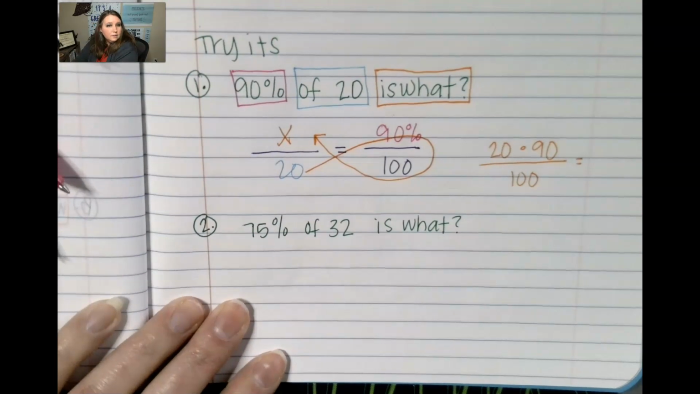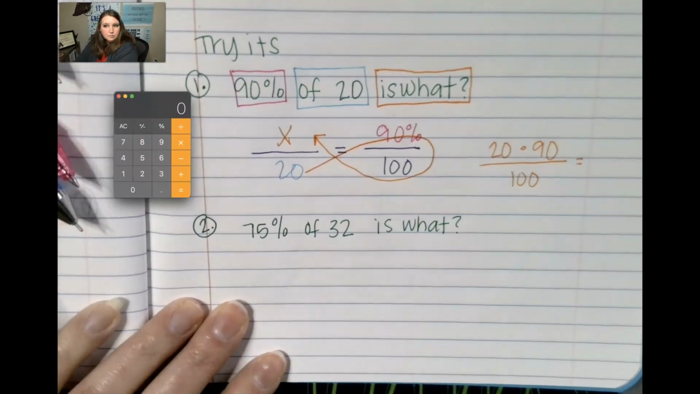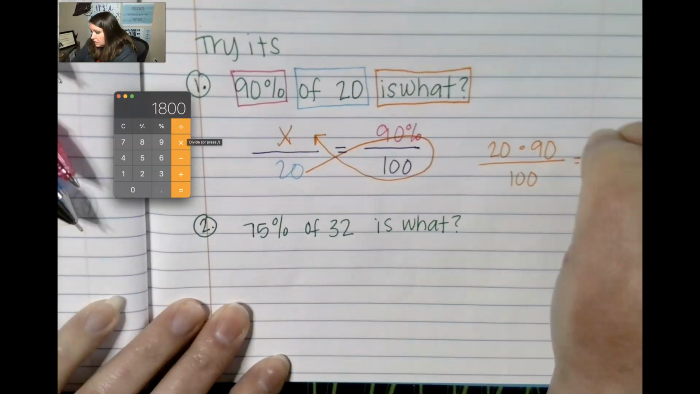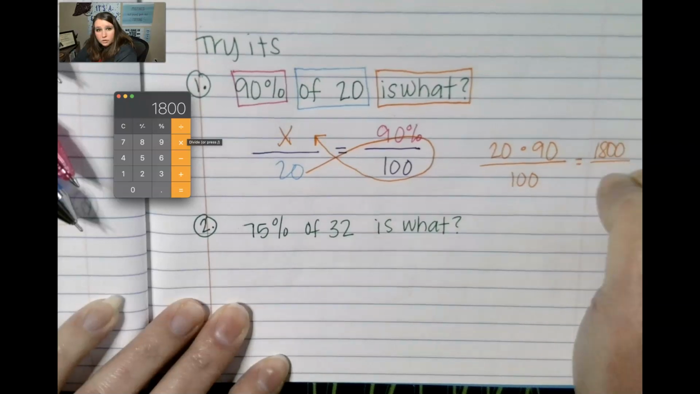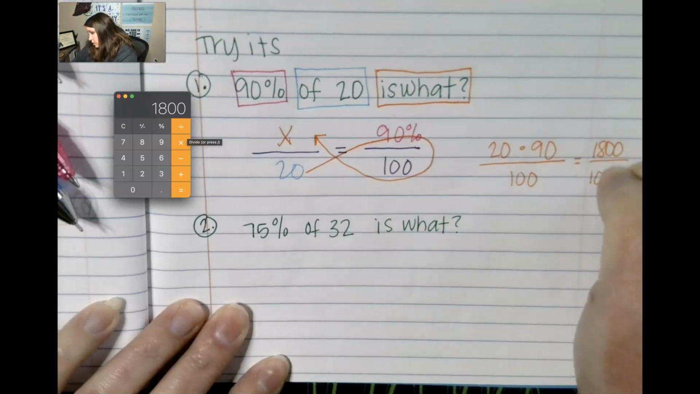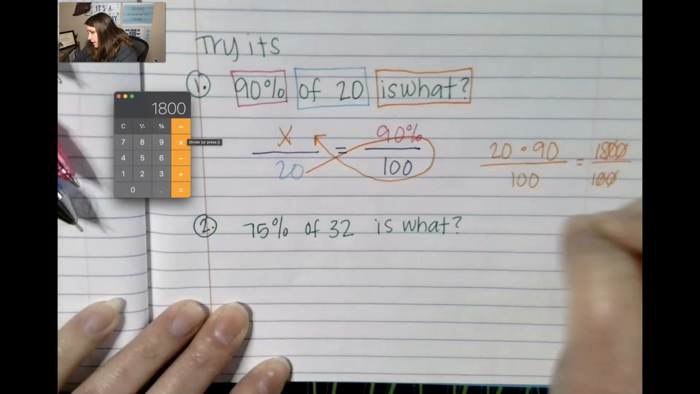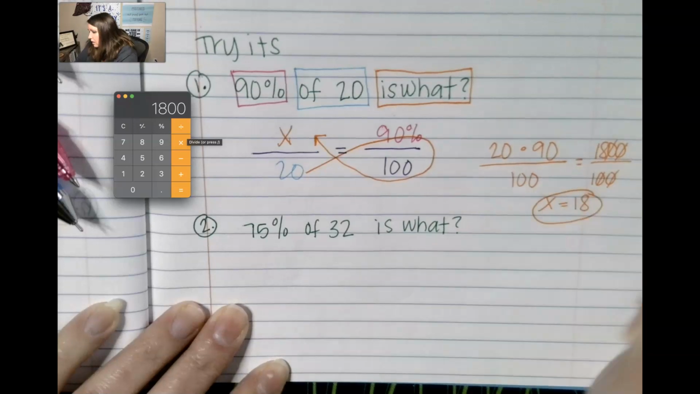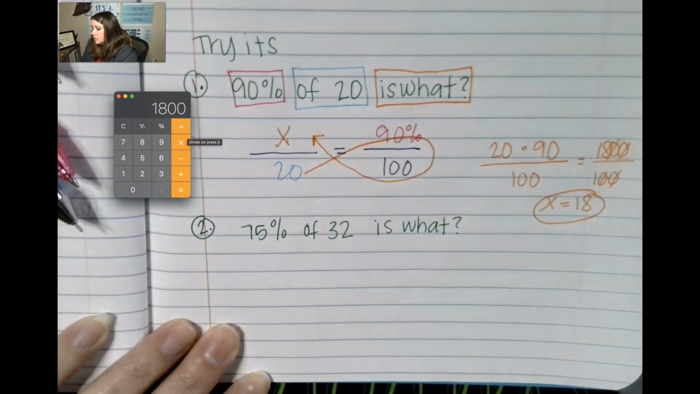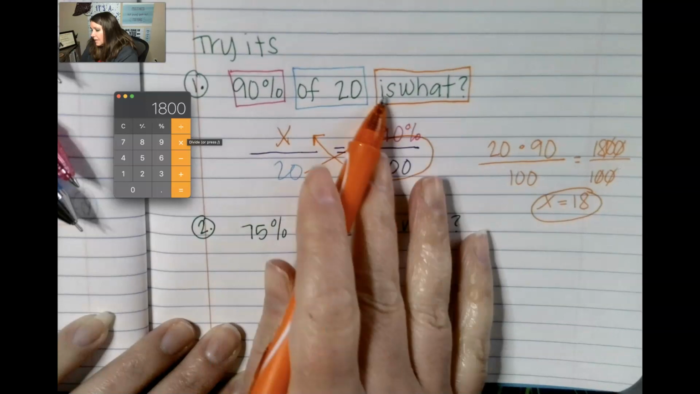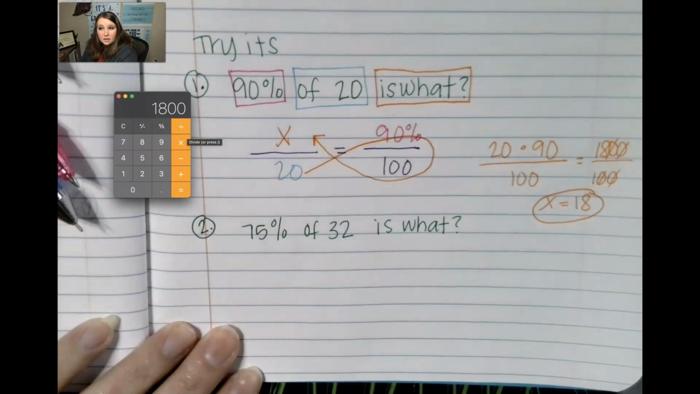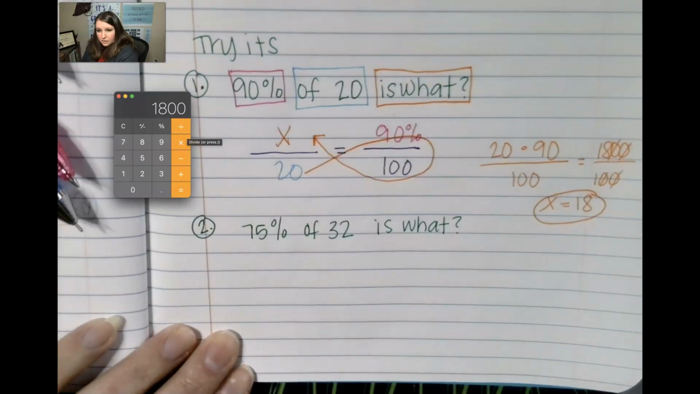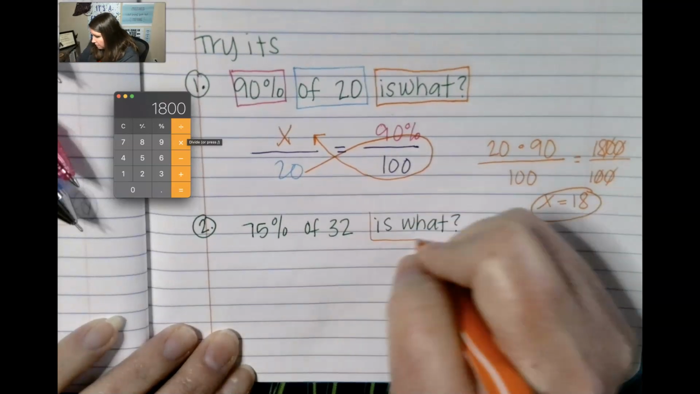So 20 times 90 is 1,800 over 100. Again, cross those off. We get X equals 18. So is 18. So 90% of 20 is 18. It's 18. All right, box up the next problem.